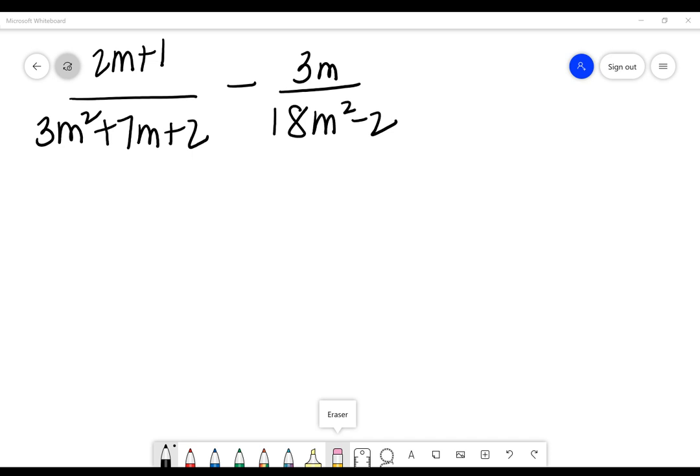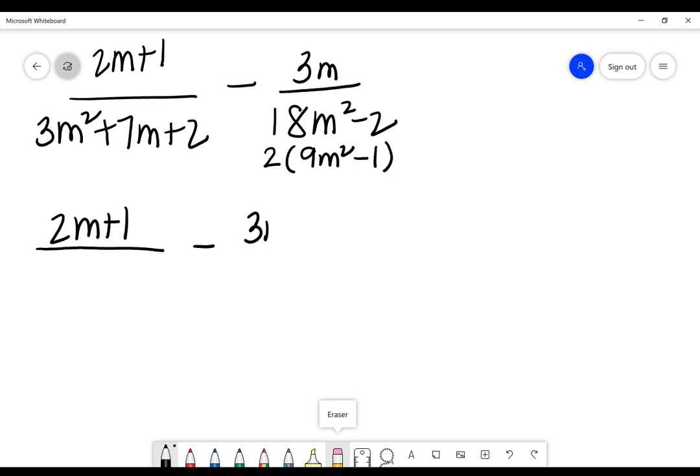However, on the second one, they do have a number in common, and it's a 2. So I can actually take a 2 out of this one, and that's going to leave me with 9m squared minus 1. Well, I still have to factor that. So I still have 2 more things to factor. So when I go ahead and do this, I'm still going to have 2m plus 1 in the numerator, and I'm going to be subtracting 3m.